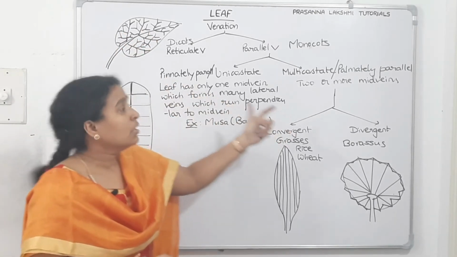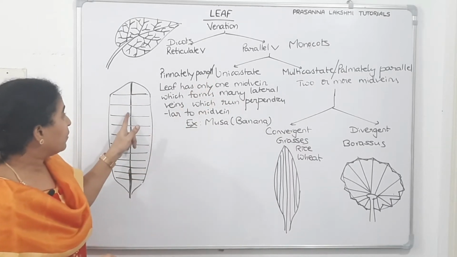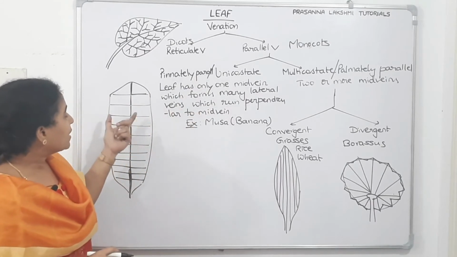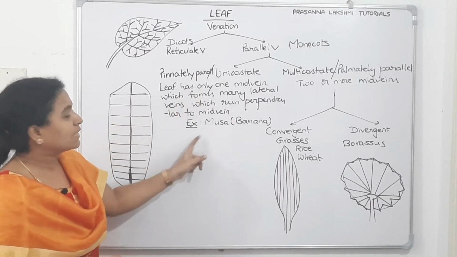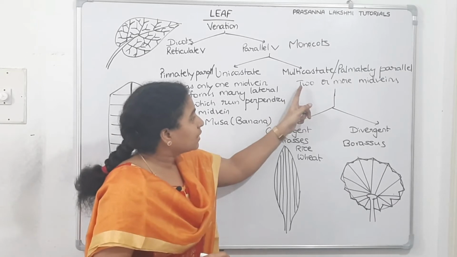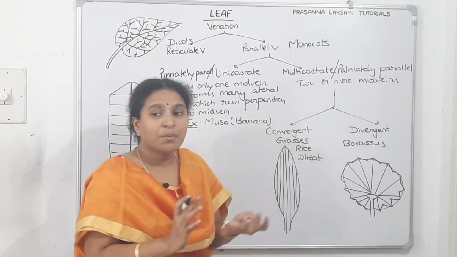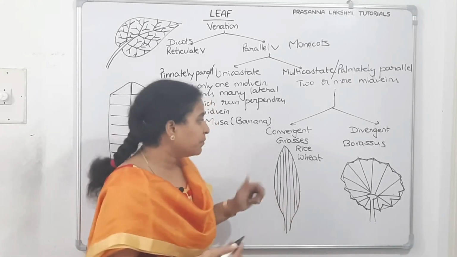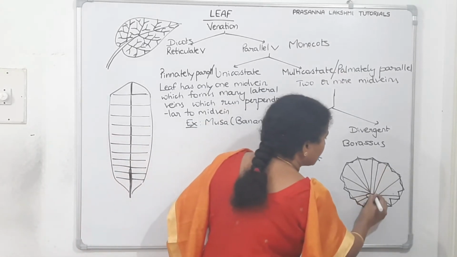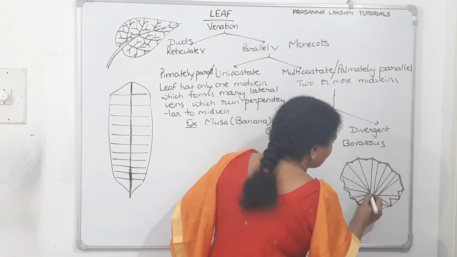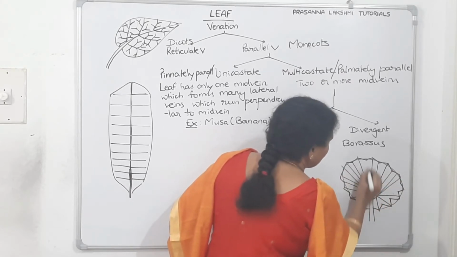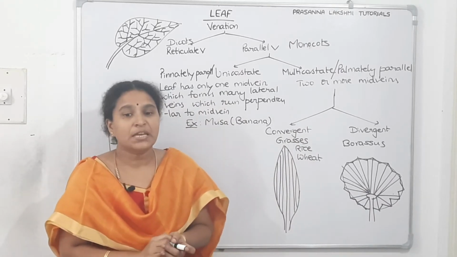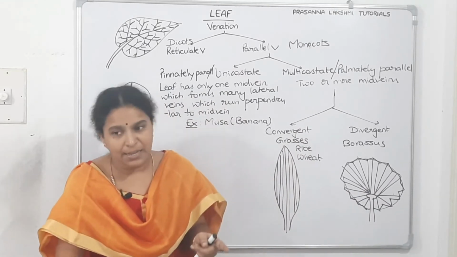Whereas in parallel venation, unicostate has one midvein and multicostate has many midveins. With one midvein, the lateral veins are perpendicular, so it is called unicostate. Example is banana. In multicostate, 2 or more midveins are there. If all the midveins meet at the apex, that's called convergent. If they are diverging, that's called divergent. All this we can draw in every corner. Okay, so these are examples of venations. Now, next we will see the types of leaves.